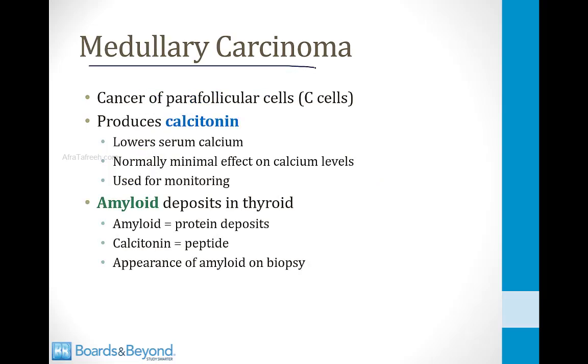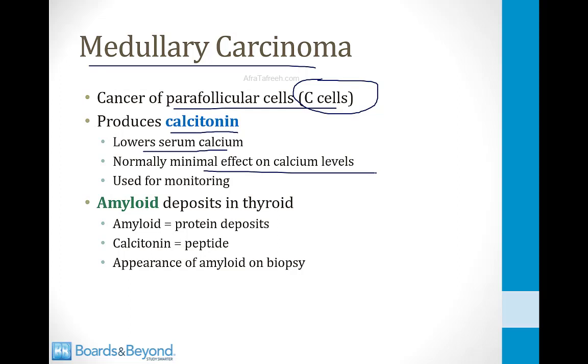Medullary carcinoma is the third most common form of thyroid cancer. This is a rare form of thyroid cancer that derives from the parafollicular cells, also called the C cells of the thyroid gland. And recall that these cells in the thyroid produce the hormone calcitonin, which can lower serum calcium, although in the human body it normally has only a minimal effect on calcium levels because calcium is controlled by parathyroid hormone. And the fact that these tumors secrete calcitonin can be used for monitoring patients.